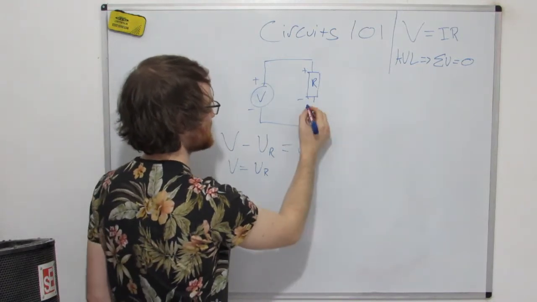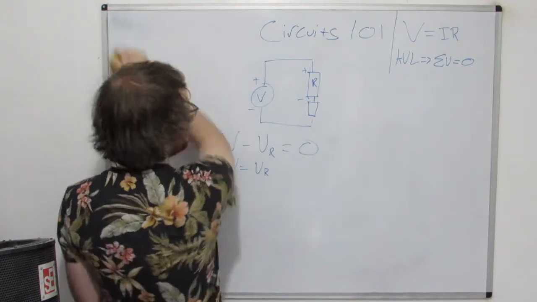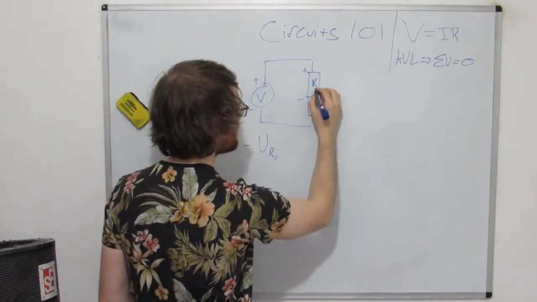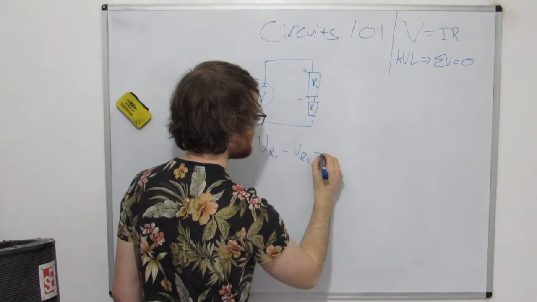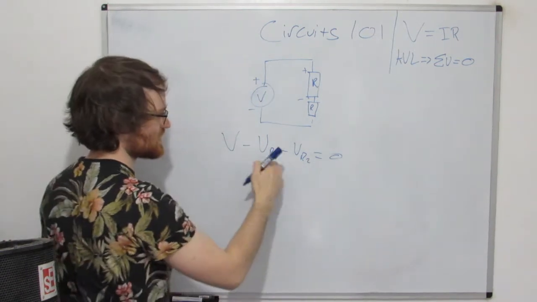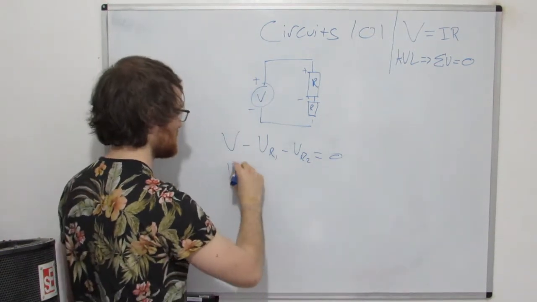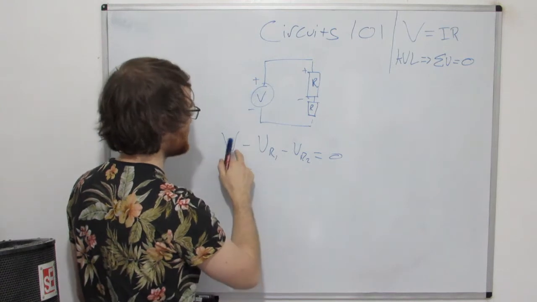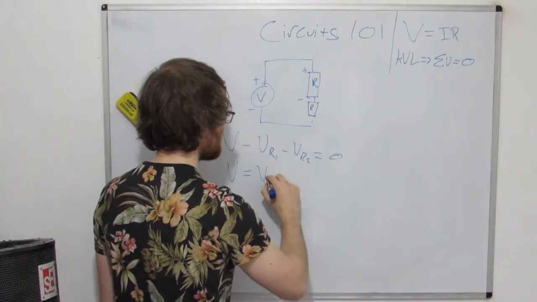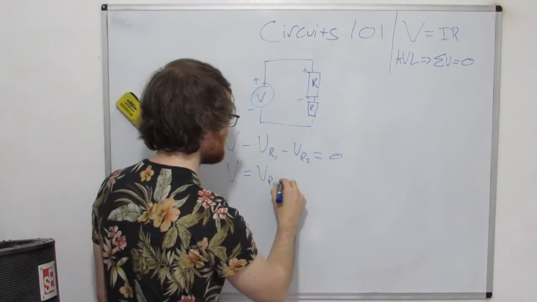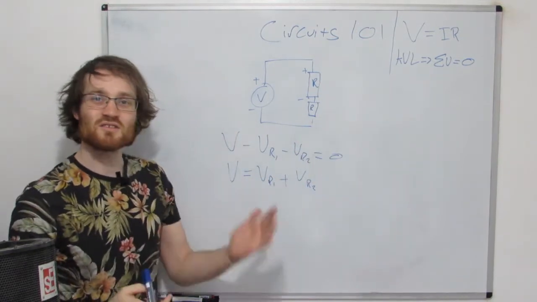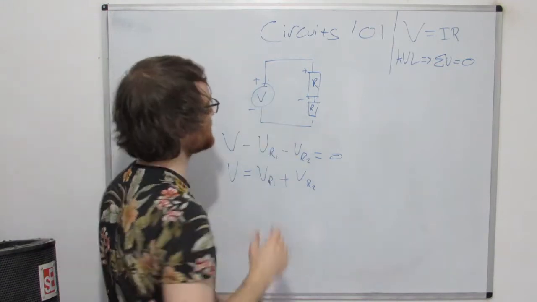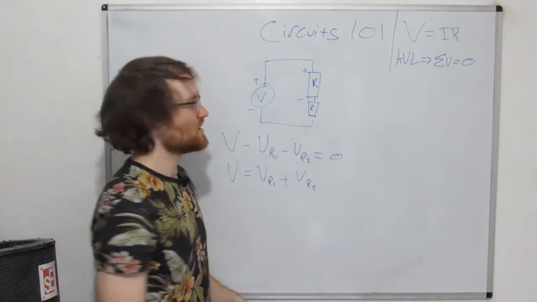So if there were two resistors here, we'd have to rewrite this as V minus VR1 minus VR2 equals 0. And then we could rewrite this again by taking both of these negatives over to this side. This voltage source is equal to the voltage drop across the first resistor plus the voltage drop across the second resistor. So it's just conservation of energy, really. If you've got this much voltage, however much it is, it all has to be dropped.